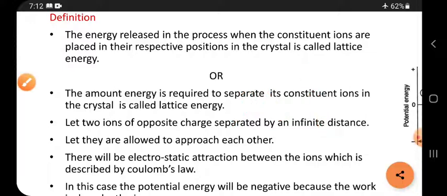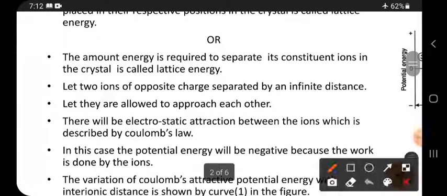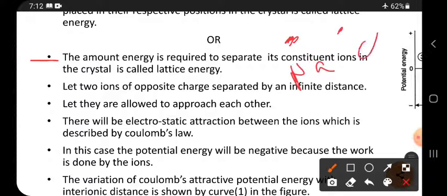And the second definition: the amount of energy required to separate its constituent ions in the crystal is called lattice energy. See here, already it is a crystal containing the ions. Let me take an example, sodium. It is a sodium ion, and here chlorine ions are there.